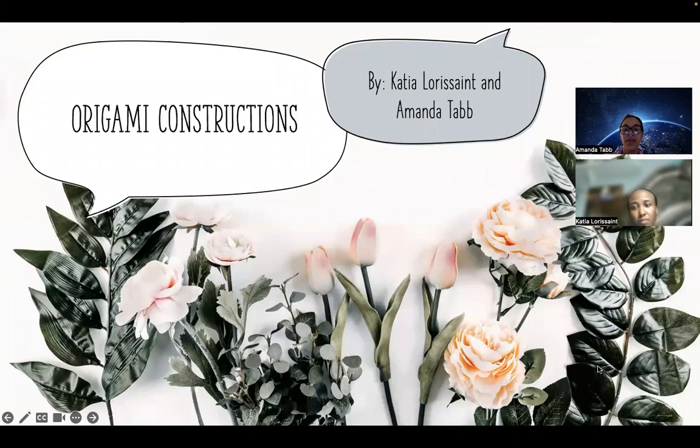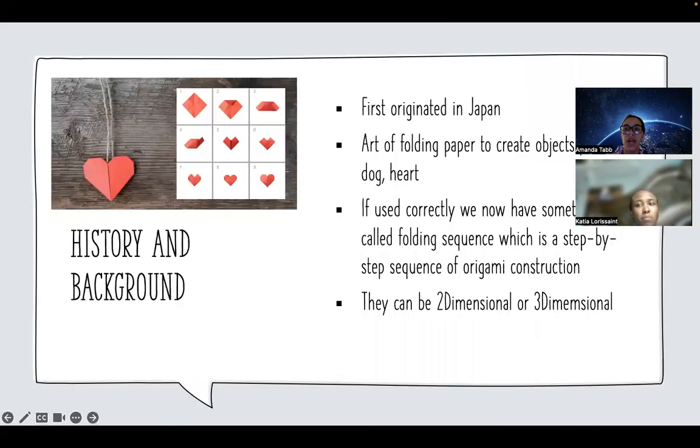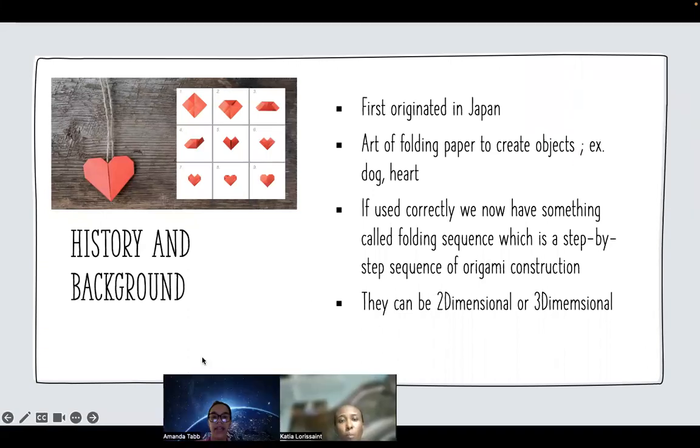So this is a project by myself, Amanda Tab, and Katia Laura Saint on origami constructions. Origami first originated in Japan, and it entails the art of folding paper to create objects, for example, a dog, a heart, a boat, a swan, or anything of that nature, really.